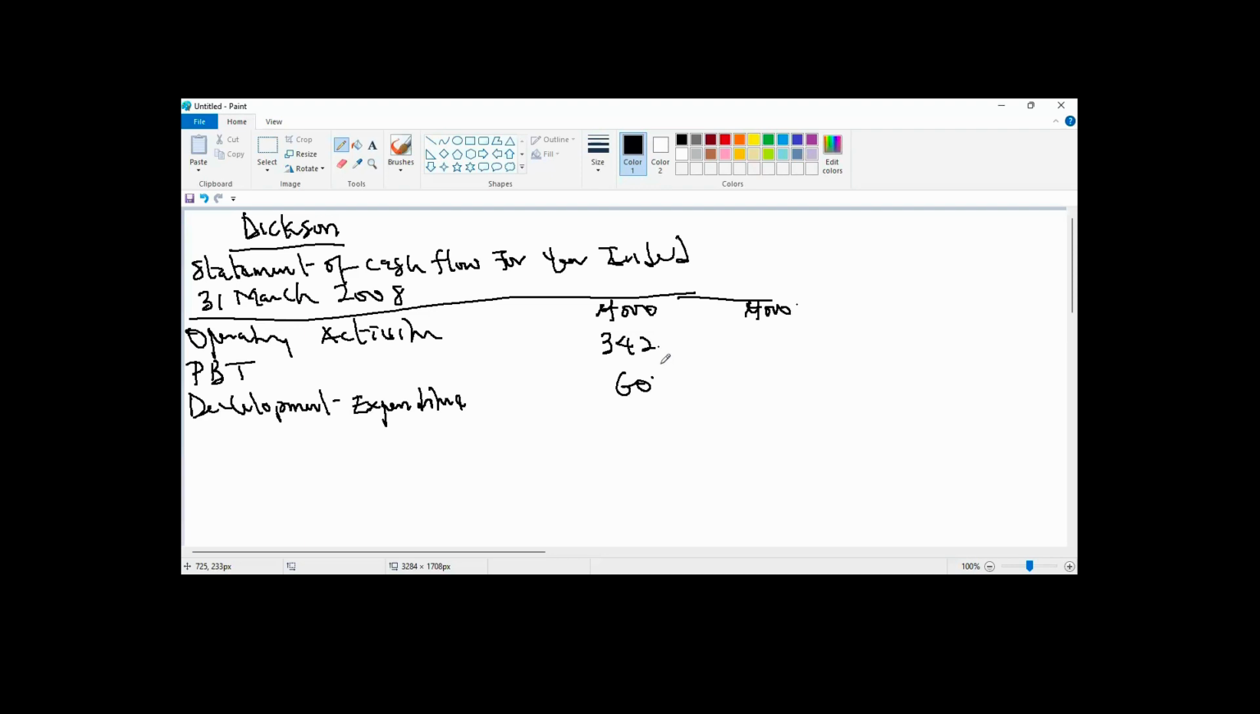The first thing, add back non-cash items. All the non-cash items: depreciation, amortization, goodwill. Where am I going to see those non-cash items? Additional information, as has been explained previously in our first class. Now, where am I going to see information on non-cash items? Additional information.